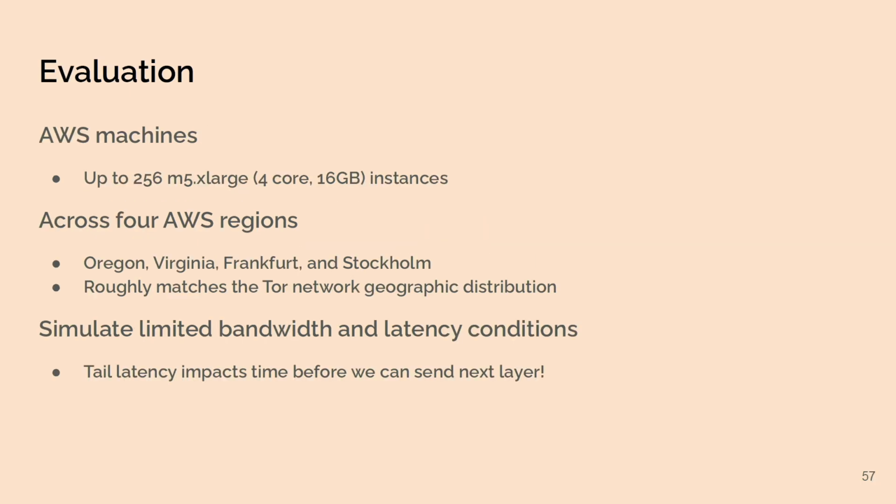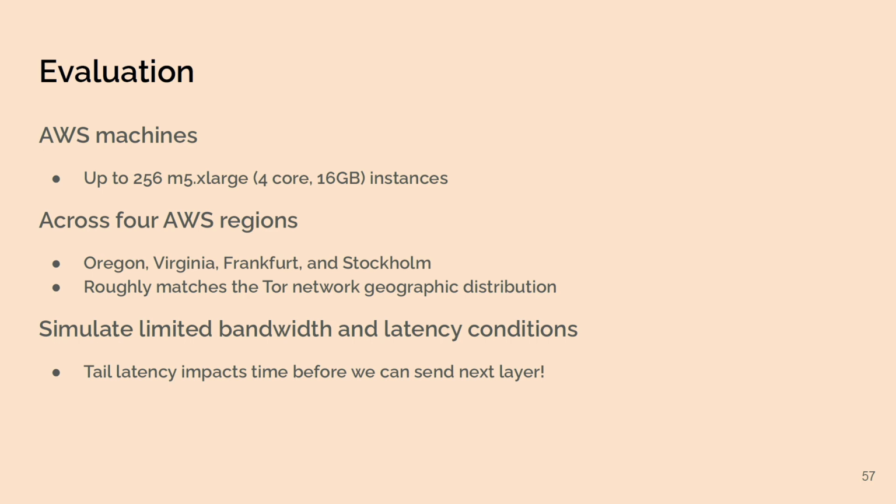Okay. So now we get to the evaluation. For our evaluation, we use AWS. We use up to 256 M5.X large machines, and we spread them across 4 AWS regions: Oregon, Frankfurt, Virginia, and Stockholm, to roughly match the Tor network geographic distribution.